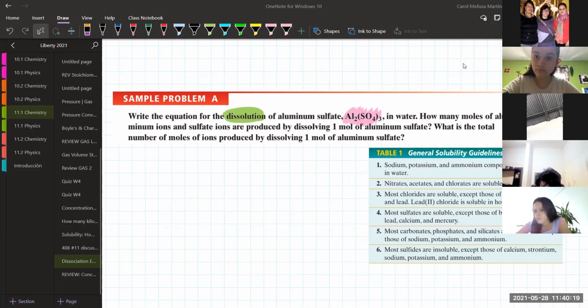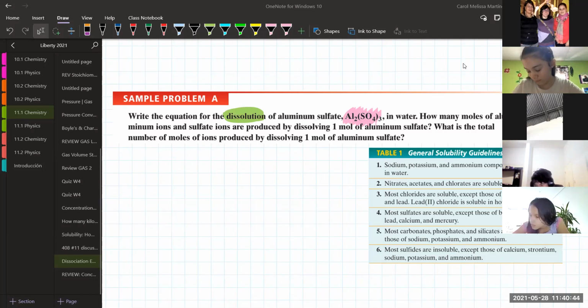Okay, so the problem says, write the equation for the dissolution of aluminum sulfate. We have to take a look at the two key words over there. Dissolution, as I was saying before, means that you're going to dissolve something, like when you're trying to dissolve salty water, okay? And they're giving you the substance. That substance, the something, is aluminum sulfate.